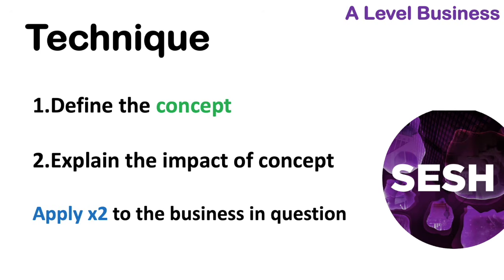Technique for this is first part of your answer, just define the concept. Then the second part is 1 chunky paragraph where you're just thinking, explain the impact of the concept. So point, impact on the business, and then apply it. And try and think of having at least 2 pieces of information from the context that you use. So 2 pieces of information in your first paragraph, define the concept, and in your second, explain the impact of that. So you're thinking point of it, impact, apply.